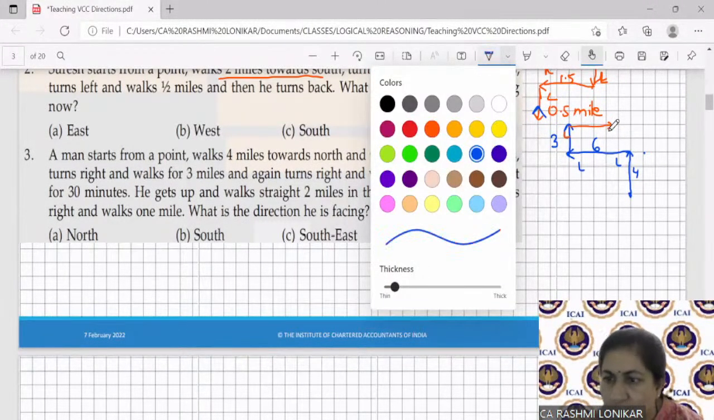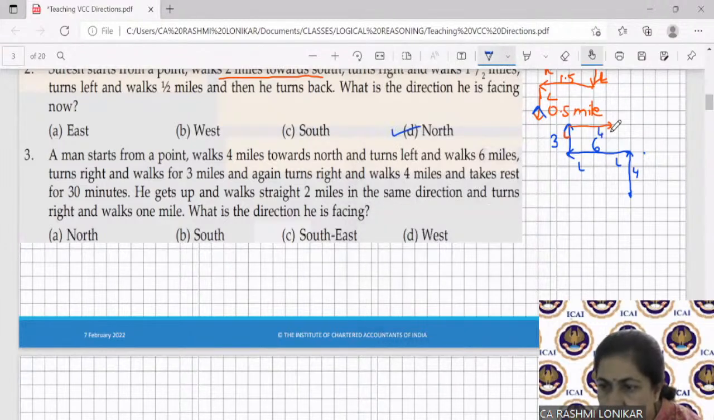4 miles. Turns right and walks 4 miles and takes rest for 30 minutes. He gets up and walks straight 2 miles in the same direction and turns right and walks 1 mile. Okay, so he gets up and walks 2 miles. So he is over here. Okay, this distance is 4 and this distance 6 and this distance is 4.